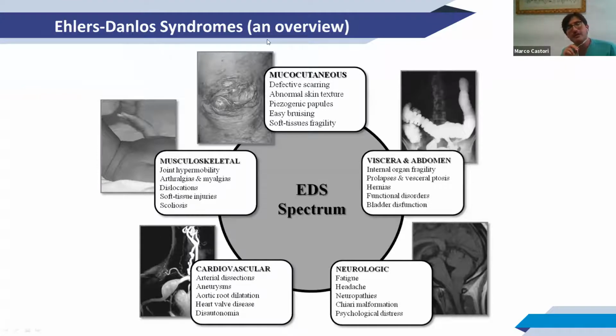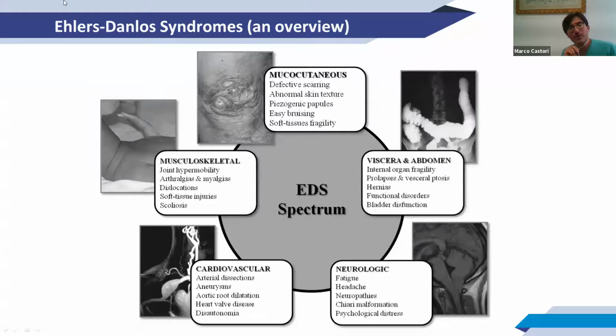Anyway, the Ehlers-Danlos Syndromes is a community of syndromes featuring a set of shared manifestations. The most common ones involve the musculoskeletal, the mucocutaneous, and the cardiovascular systems. The joint hypermobility and its secondary manifestations, skin fragility or alterations of the skin texture or scarring defects are quite common. At the same time, minor cardiovascular manifestations such as valve prolapse and dilatation of the ascending aorta.